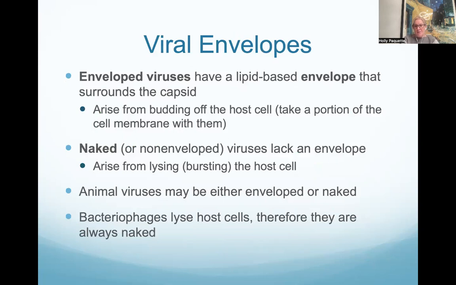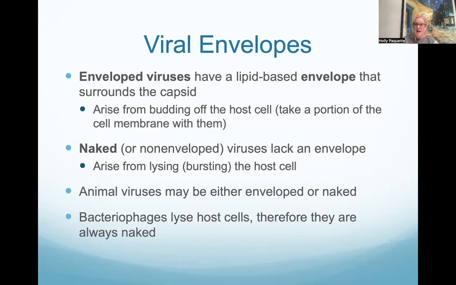Some animal viruses have what are called envelopes. So SARS-CoV-2, what causes the coronavirus or COVID-19, is an enveloped virus. And what that means is that it has this lipid or fat-based envelope that will surround the exterior of the capsid, so around the outside of it. And it actually steals this from the host cell.